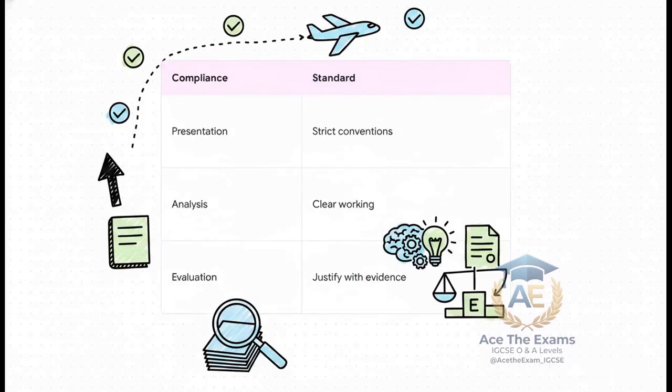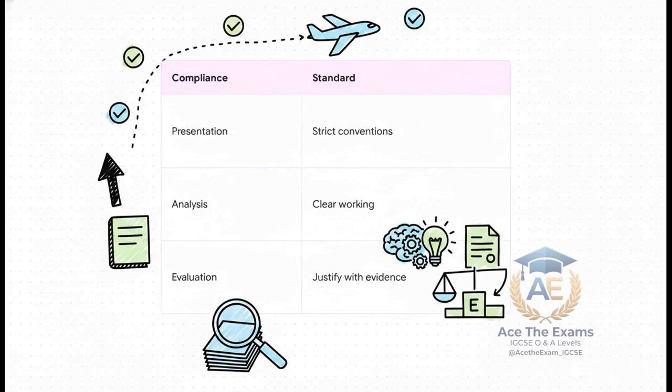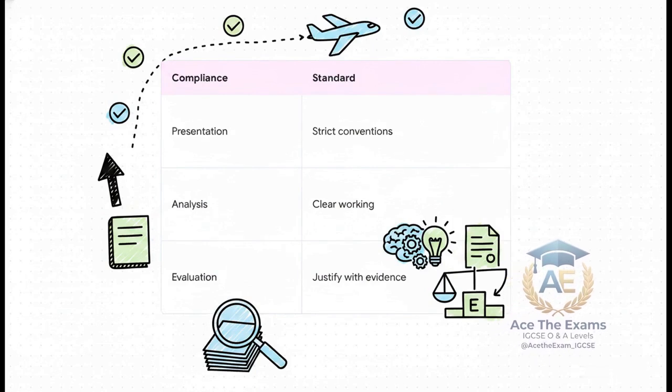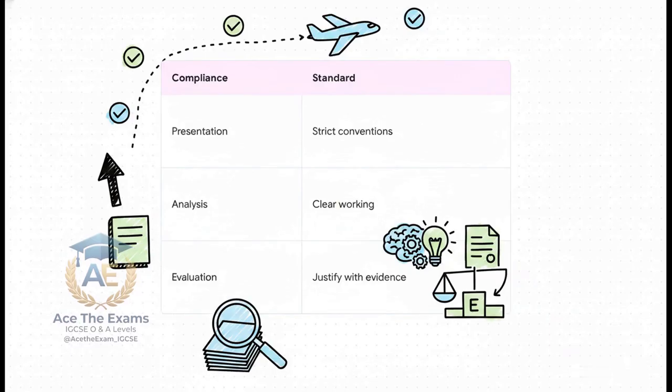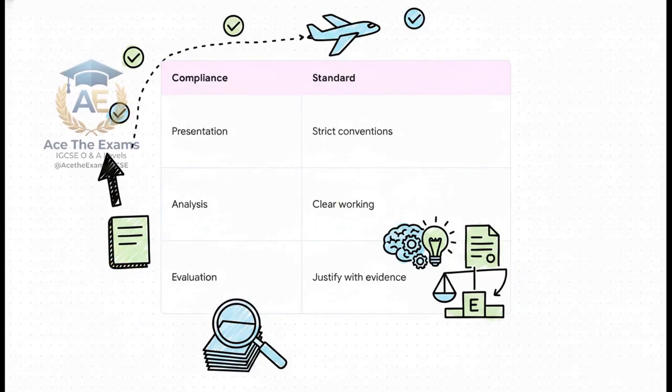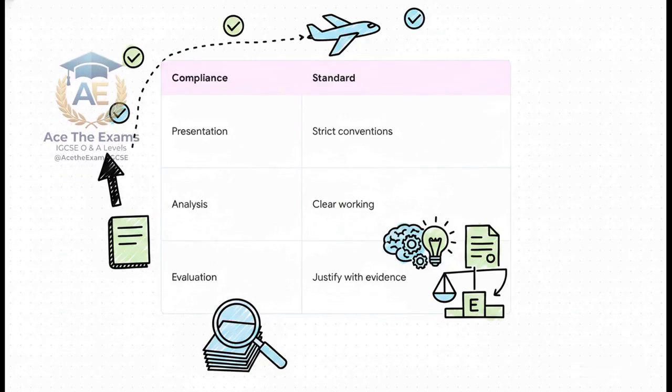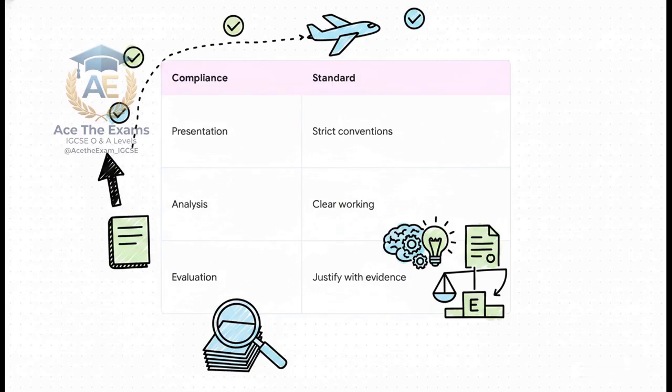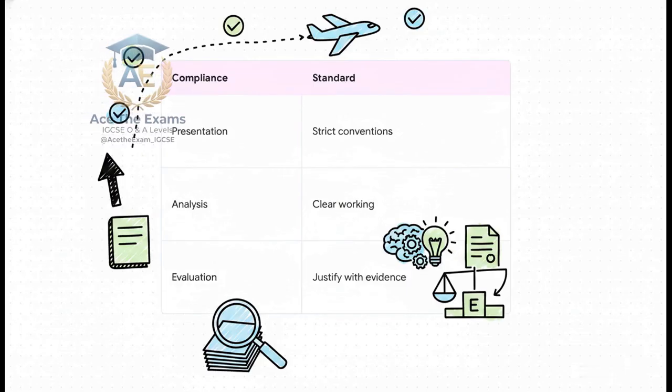So the crucial takeaway here is to use this final compliance table as your ultimate safeguard. Before you submit your exam, before you put that pen down, run this quick diagnostic in your head. Have you met the standard for presentation with proper, rigid IAS 1 headings? Have you met the standard for analysis with incredibly clear working for every single calculation you made? And have you met the standard for evaluation by actually justifying your points with evidence specific to the given scenario? If you can confidently check all three of these boxes, your flight path is absolutely perfect.